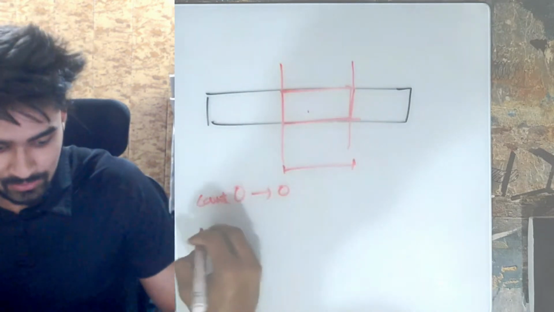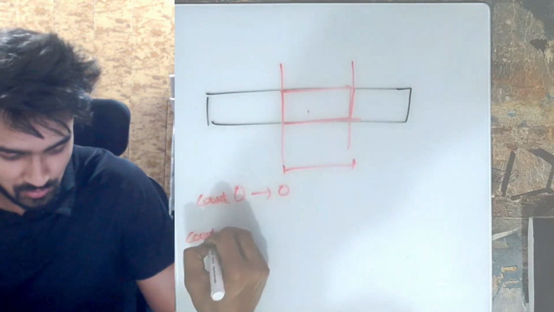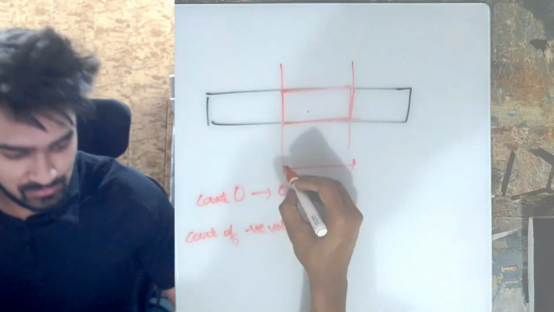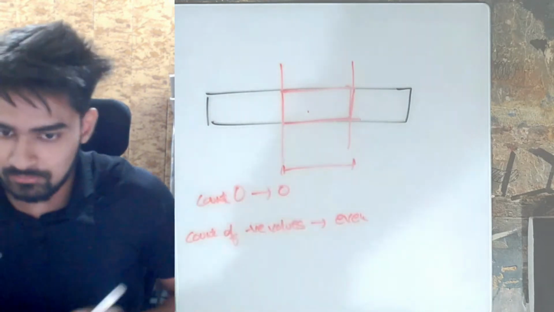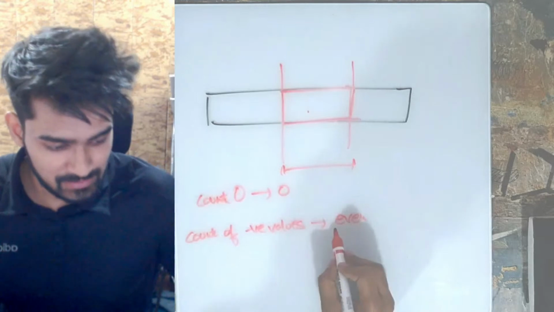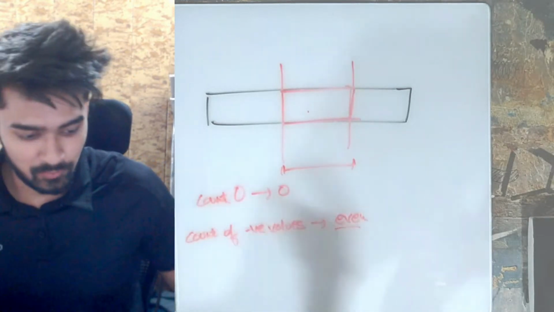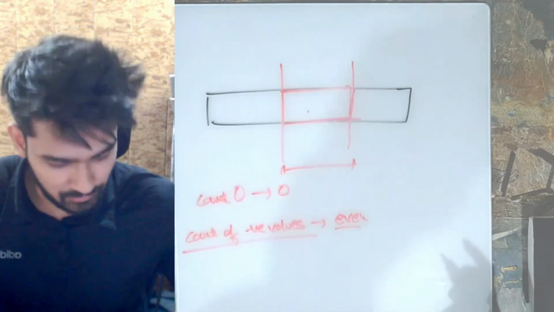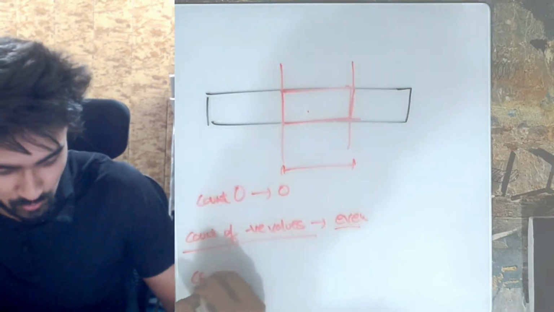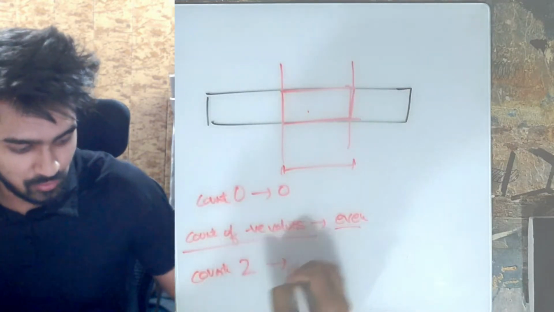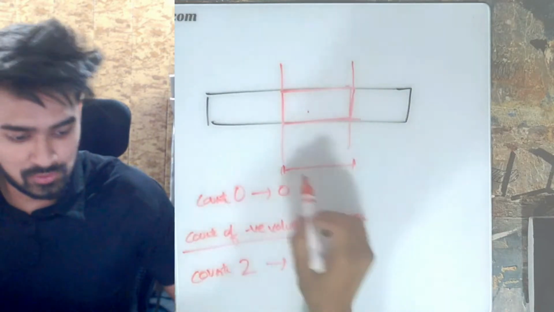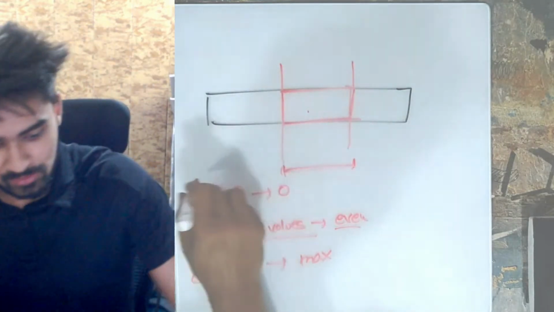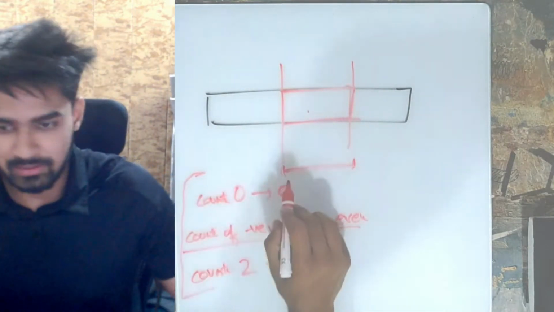Now, what about negative values? The count of negative values in this array should be even. Because if it is even, then every negative value will be paired with another negative value, and the total product of these negative values will be positive. And the count of 2's should be maximum. The number of 2's you have in this subarray should be maximum. Wherever you get these 3 conditions satisfied, you have the answer.